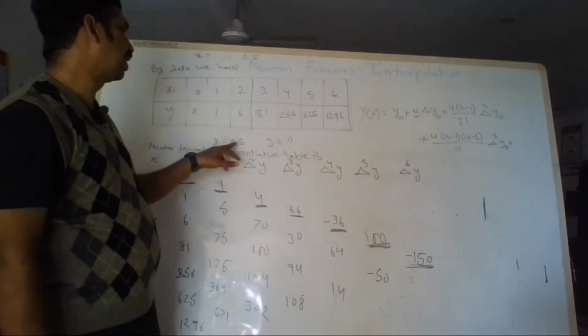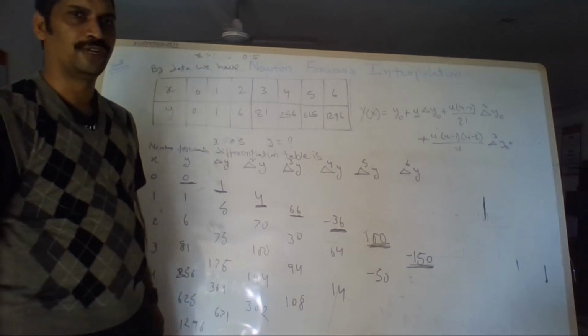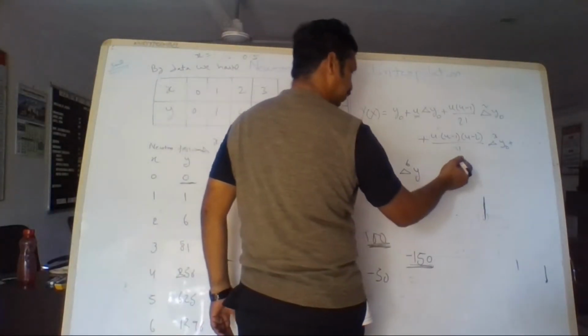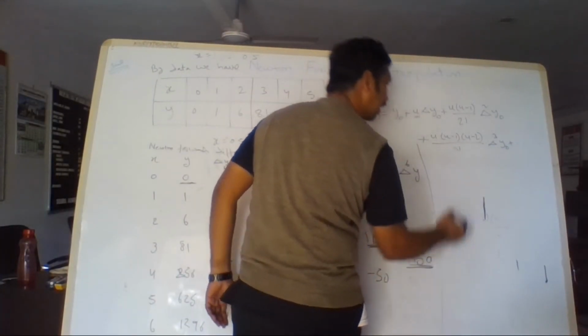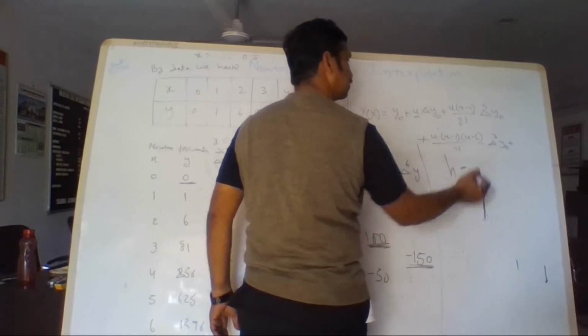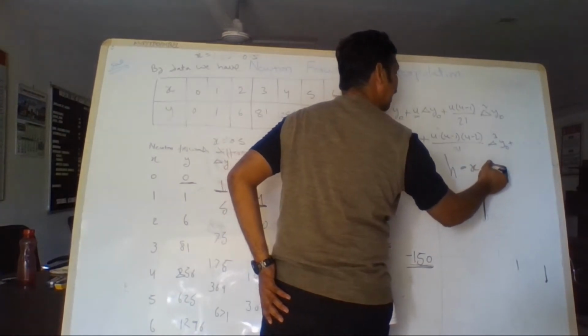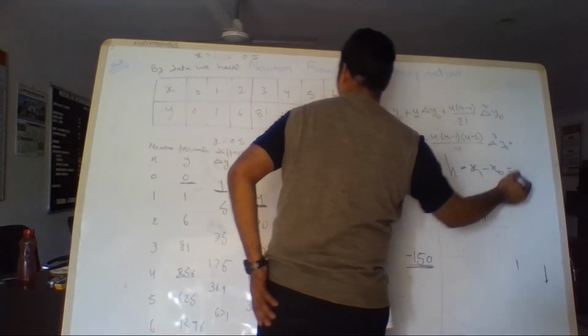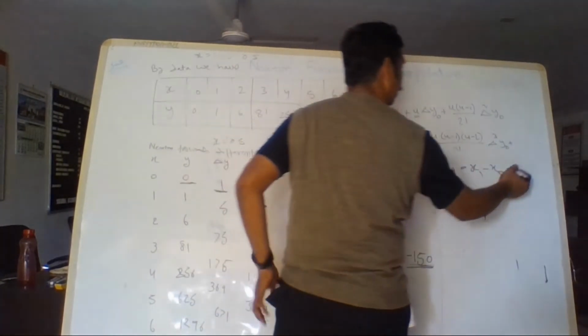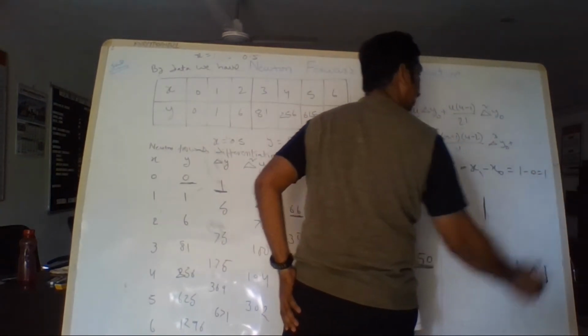They are asking for the value at x equal to 0.5. What is the value of h in this problem? The value of h equals x1 minus x0. The value of x1 is 1, x0 is 0. 1 minus 0 equals 1.